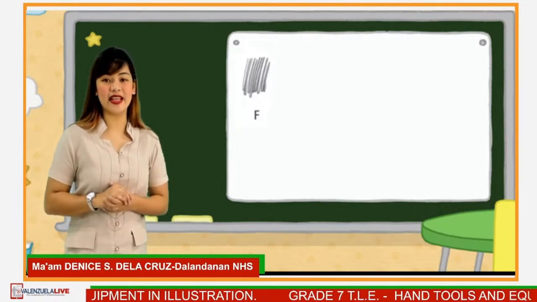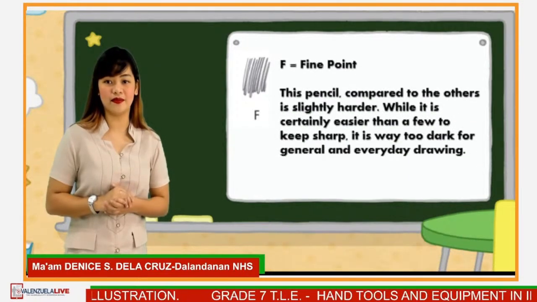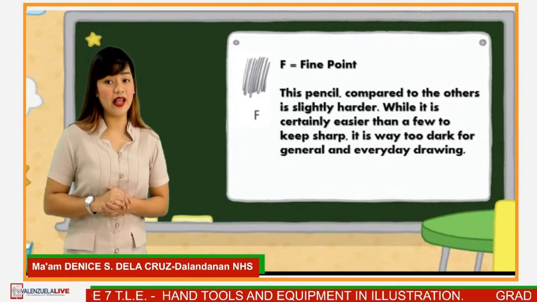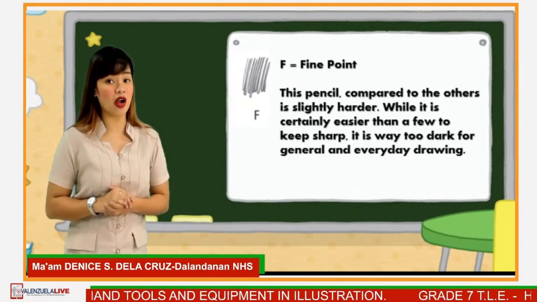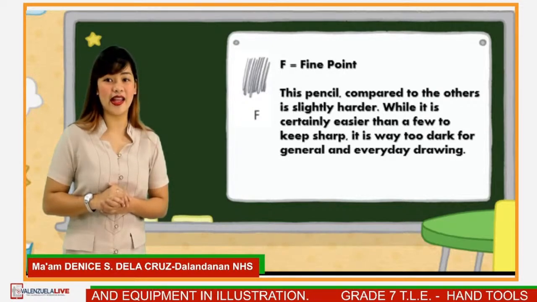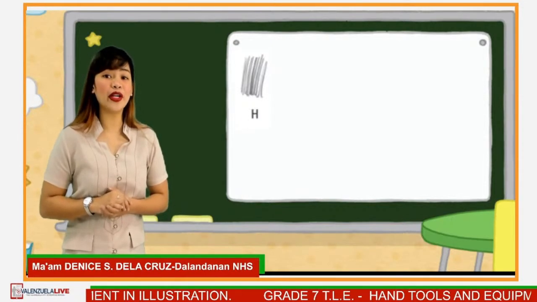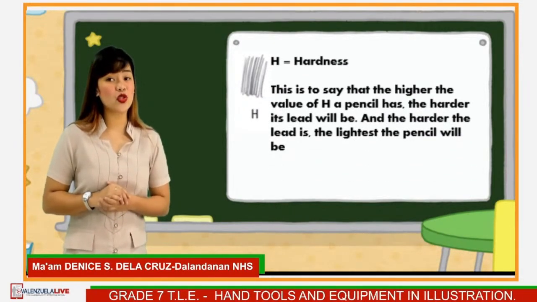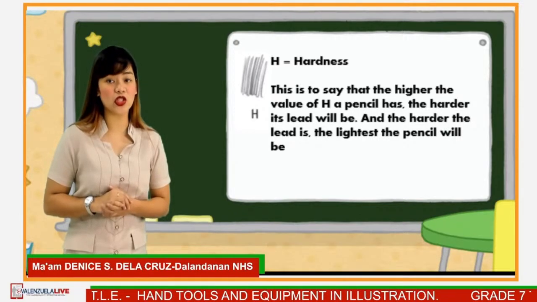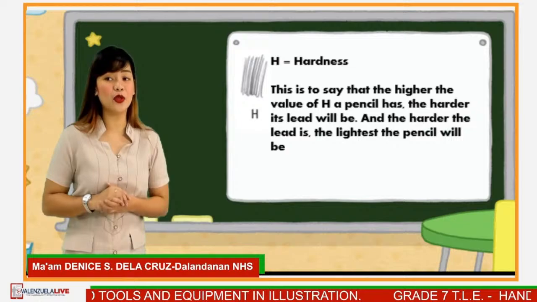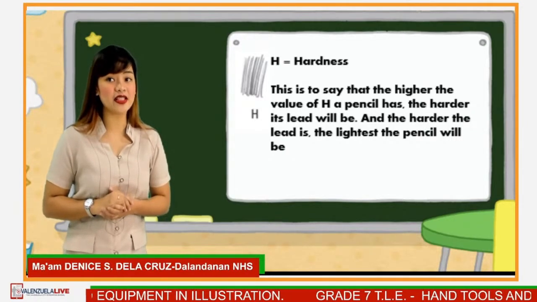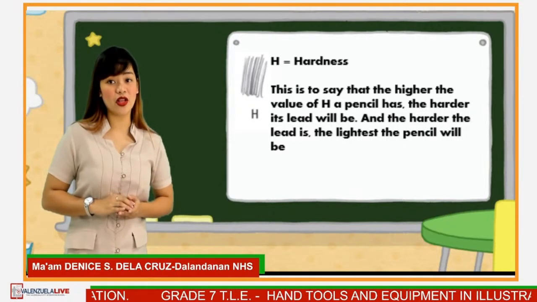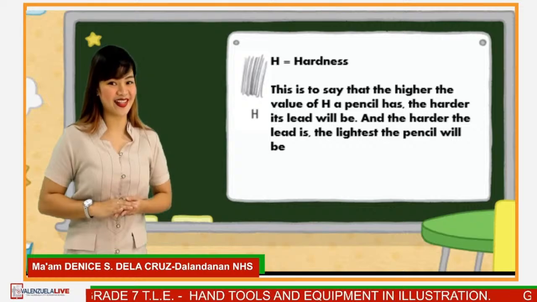Next type of pencil is the letter F or fine point. This pencil, compared to the others, is slightly harder. While it is certainly easier than a few to keep sharp, it is way too dark for general and everyday drawing. The fourth type of pencil is the letter H or hardness. This is to say that the higher the value of H a pencil has, the harder its lead will be. And the harder the lead is, the lighter the pencil will be. Soft pencils create darker marks, while hard pencils create lighter marks.